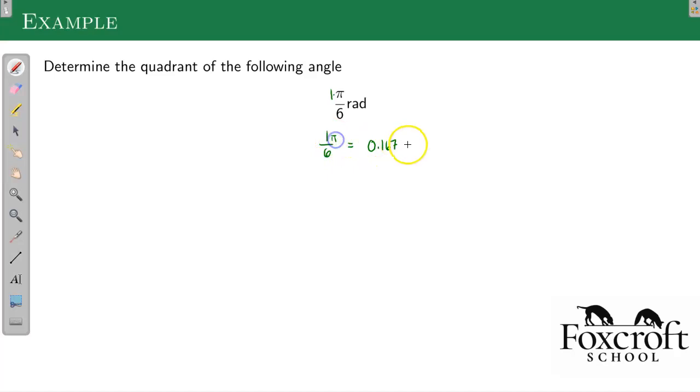All right. So what quadrant is this going to be in? This 0.167 pi is smaller than 0.5 pi, which is our first quadrant. So this tells me this is in quadrant 1. The other way, convert this, you see it's 30 degrees, and 30 degrees is in quadrant 1.